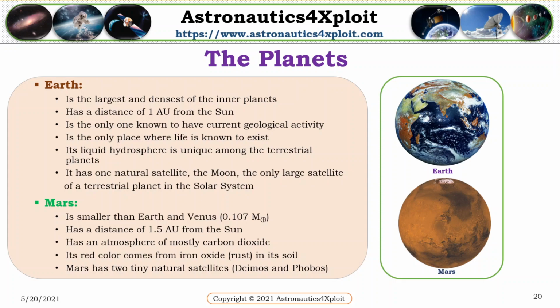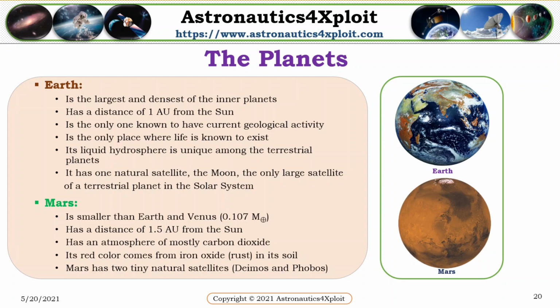Earth is the largest and densest of the inner planets. It has a distance of 1 astronomical unit from the Sun, and it is the only one known to have current geological activity. Earth is the only place where life is known to exist. Its liquid hydrosphere is unique among the terrestrial planets. It has one natural satellite, which is the Moon, the only large satellite of a terrestrial planet in the solar system.